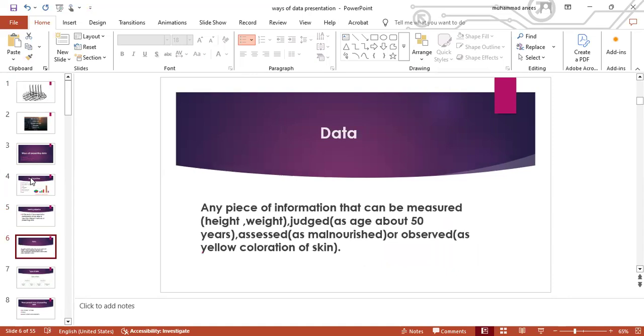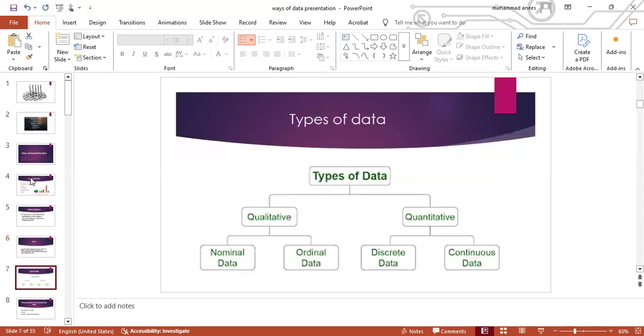What is data? Any piece of information that can be measured, like height and weight, judged as age about 50 years, assessed as malnourished, or observed as yellow discoloration of skin, is known as data. Data has different types. It can be qualitative and quantitative. Qualitative data is divided as nominal data and ordinal data, and quantitative data is divided as discrete data and continuous data.